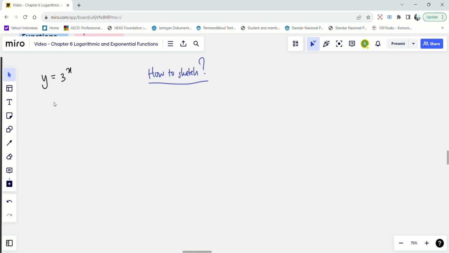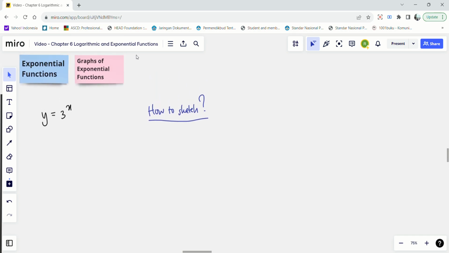Hello everyone. In this video, I'll be touching on the next part of the chapter or discussion of logarithmic and exponential functions. In this case, I will be talking about the graphs of exponential functions. So I'll give you an example of how we sketch the function y equals 3 raised to x. So let's revisit first how to sketch any random graph.